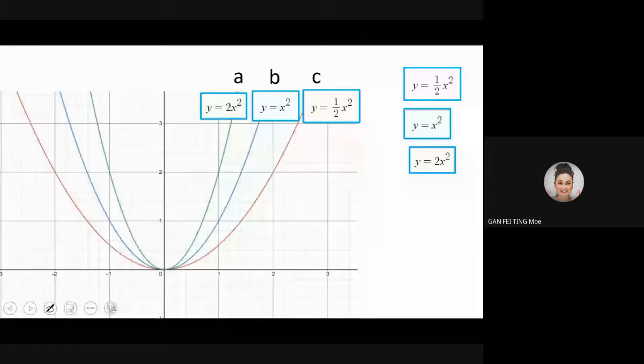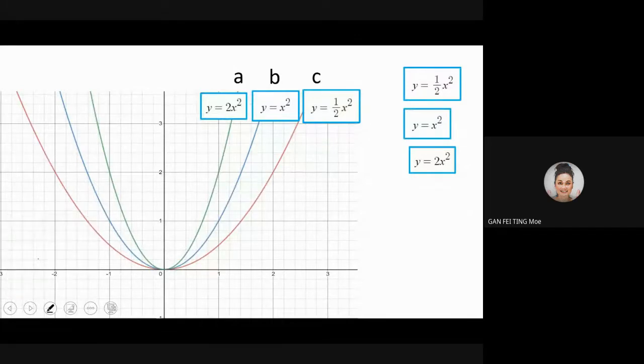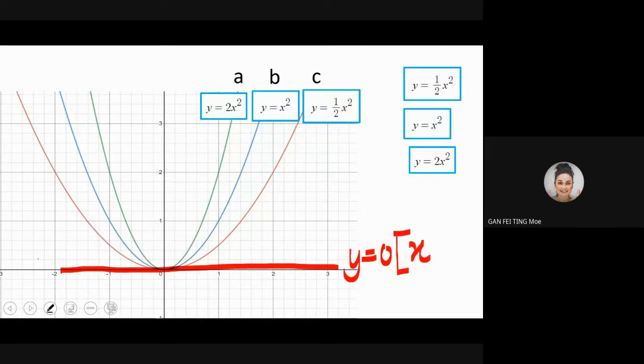So please take note. You start the line with the horizontal line y equals 0. I write here, you start with the line which is y equals 0. Because I intend to plot my quadratic graph, it is 0 times x squared. So this is the first line, horizontal.